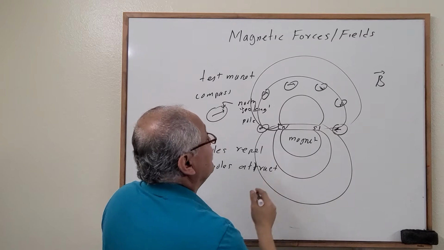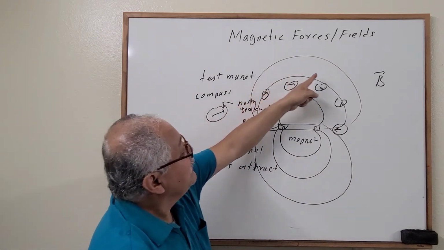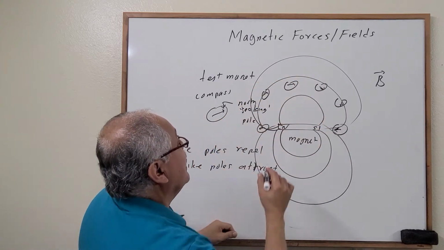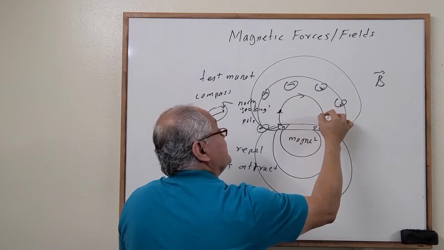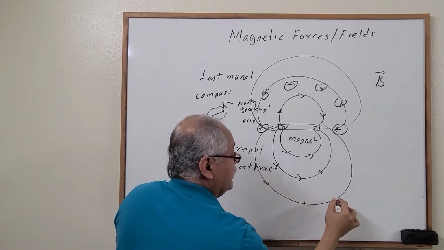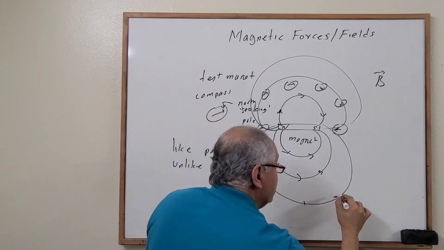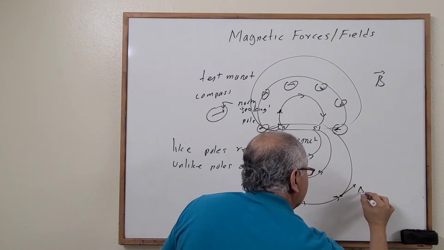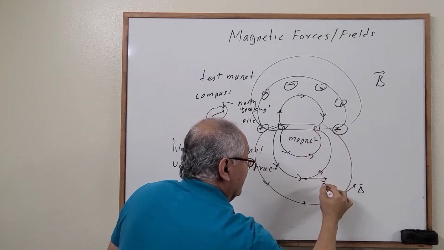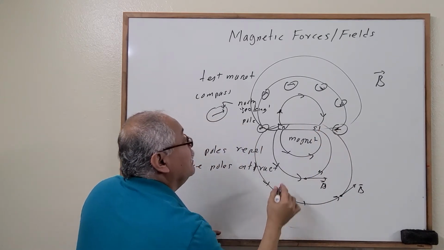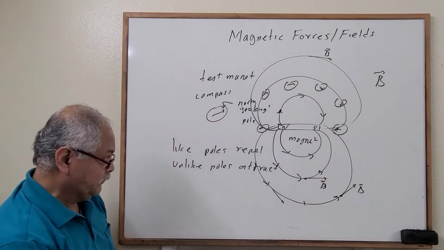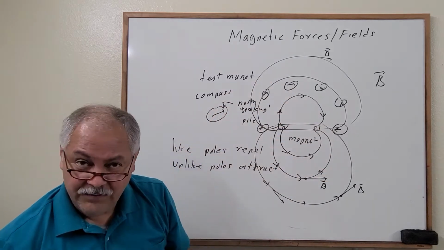For example, we can see right here that the direction of the magnetic field is from north to south, according to the compass, according to the test magnet. It goes from north to south. And at each point, for example, right here, this is going to be the magnetic field, tangent to this magnetic line, and so on. That's the magnetic field.